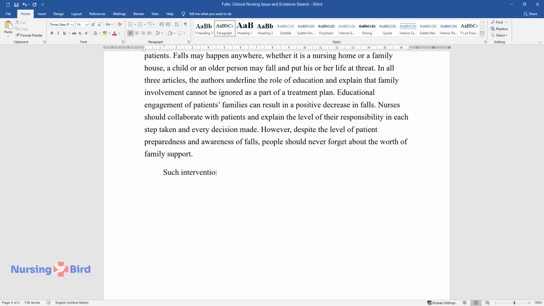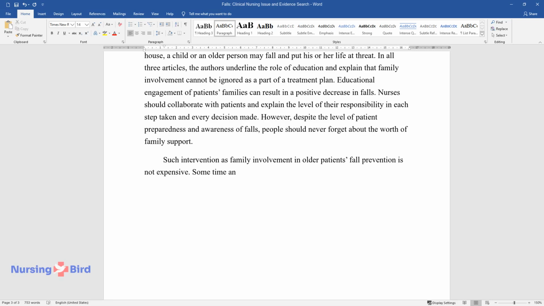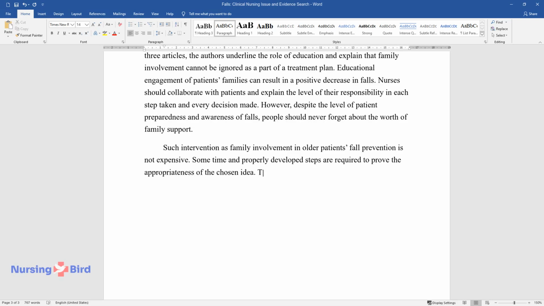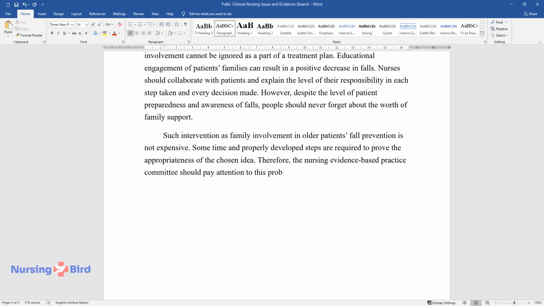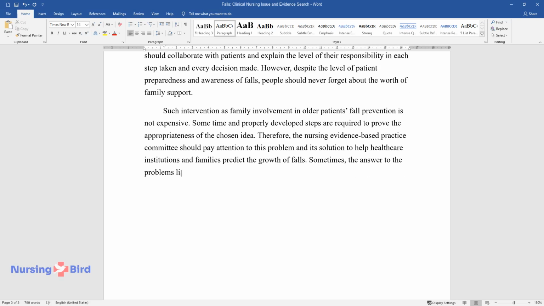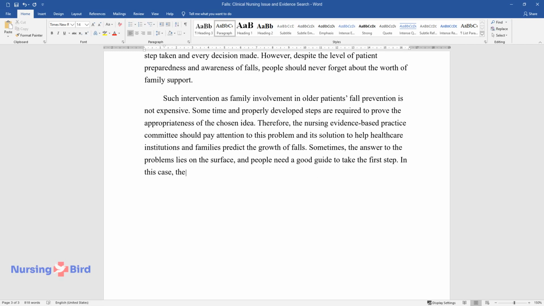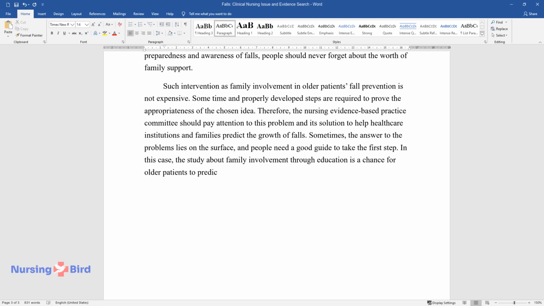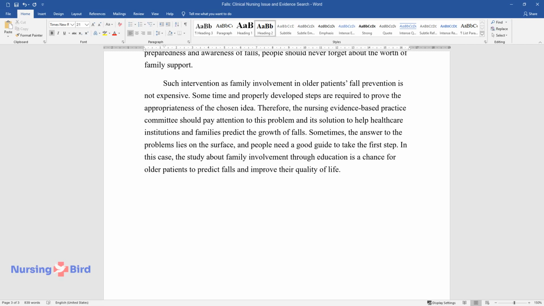Such an intervention as family involvement in older patients' fall prevention is not expensive. Some time and properly developed steps are required to prove the appropriateness of the chosen idea. Therefore, the Nursing Evidence-Based Practice Committee should pay attention to this problem and its solution to help healthcare institutions and families predict the growth of falls. Sometimes, the answer to the problems lies on the surface, and people need a good guide to take the first step. In this case, the study about family involvement through education is a chance for older patients to predict falls and improve their quality of life.